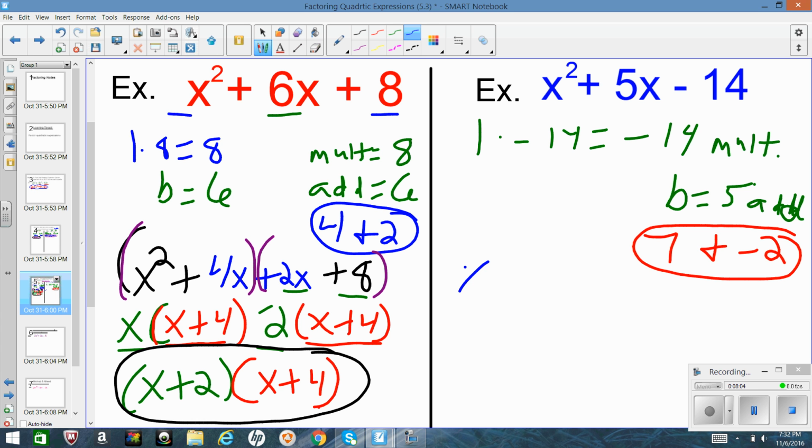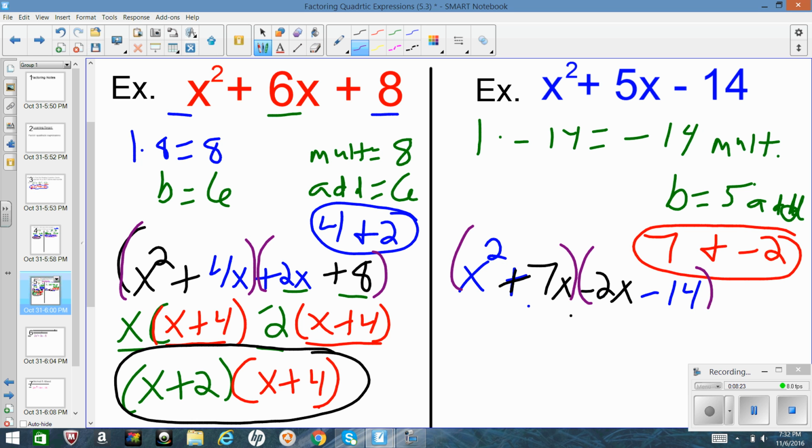So again, x squared, the first term, stays the same. The middle term gets made into our two magic numbers. So it'd be plus 7x minus 2x, and the last term stays the same, minus 14. Now I'm going to factor the first two and the last two terms. First two terms, what do they have in common? They have an x. So I'm going to take out an x. What's left of the first x squared is x plus 7. So I'd have x plus 7 left.